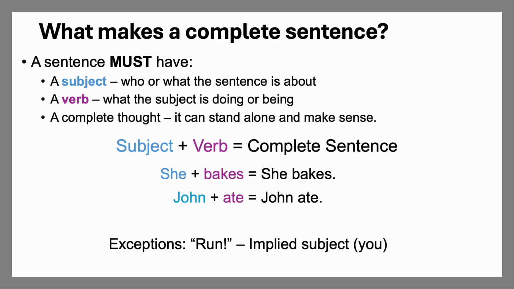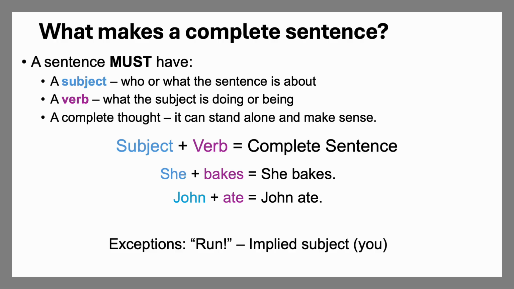So subject plus verb equals a complete sentence. She bakes. My subject is she, my verb is bakes. She bakes. That is a complete thought. That is a complete sentence. John ate. John is my subject. What did he do? He ate. That is a complete thought.